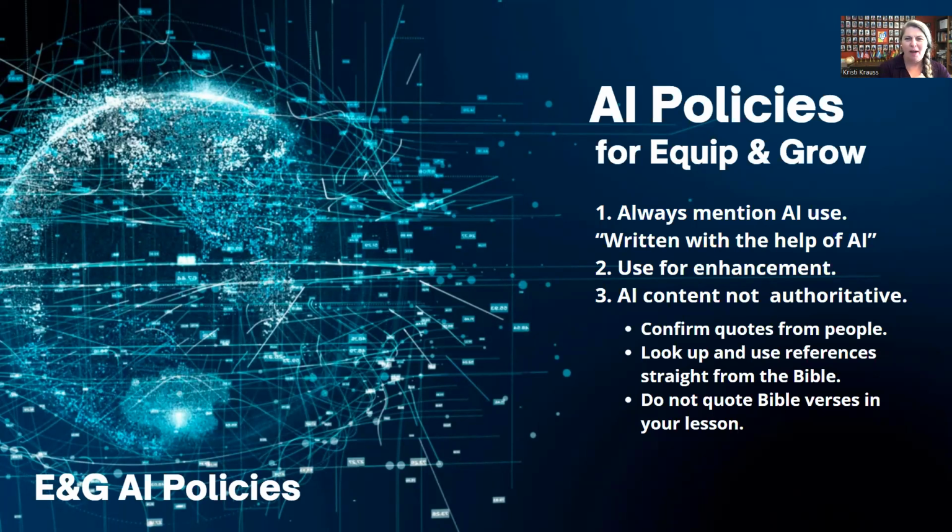Okay, number 1, always mention AI use. For some reason, everybody just used AI. You can't use AI and then say you didn't. You can't. That's unethical. It's like lying. People want to know.